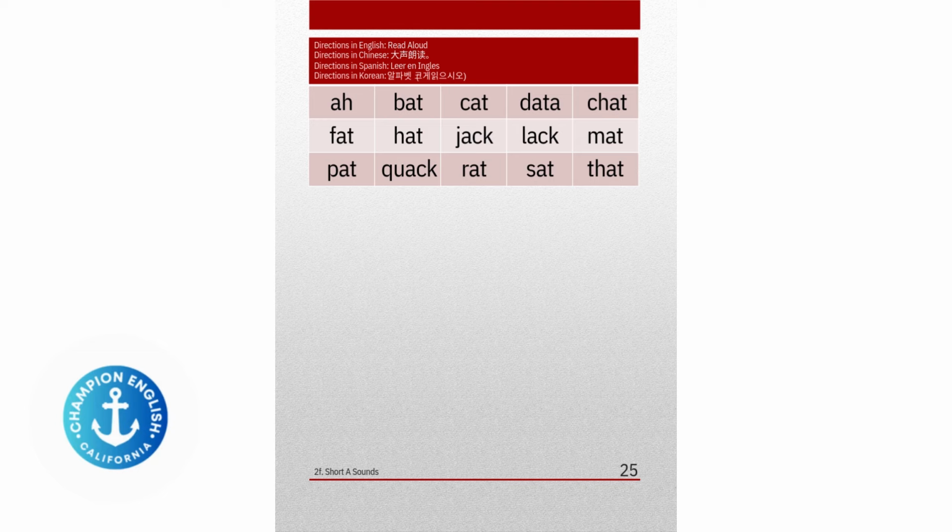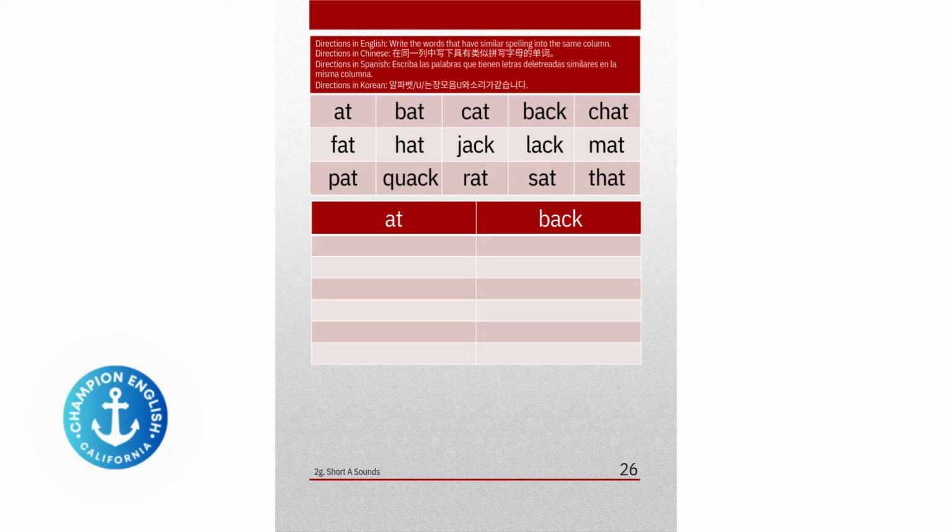J and at, jack. L and at, lat. D and at, data. Ch and at, chat. M and at, mat. P and at, pat. F and at, fat. Qu and ack, quack. R and at, rat. S and at, sat. V and at. That. Good job, students. Now practice it three times.